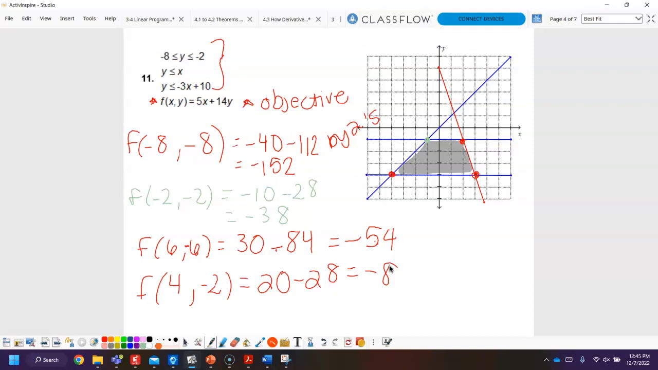Good? Better? Making more sense? Oh, yeah.